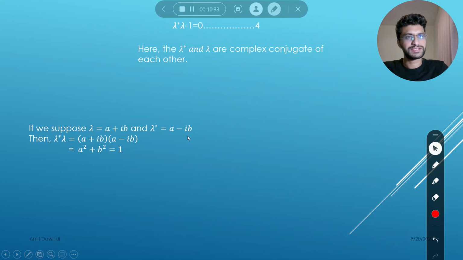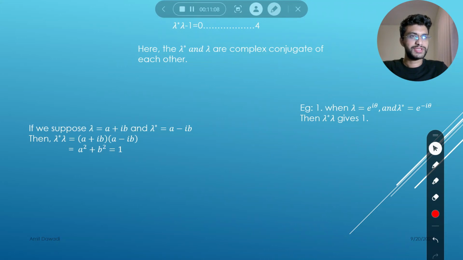We just change the sign of the imaginary part, and to get lambda star times lambda, I multiply these two expressions. It ultimately gives a square plus b square. But from this expression, we know lambda star times lambda equals 1. In this expression, a square plus b square is actually the norm of lambda. So it is proved that the norm of the eigenvalue of a unitary matrix is 1. We proved the first theorem, the first question.